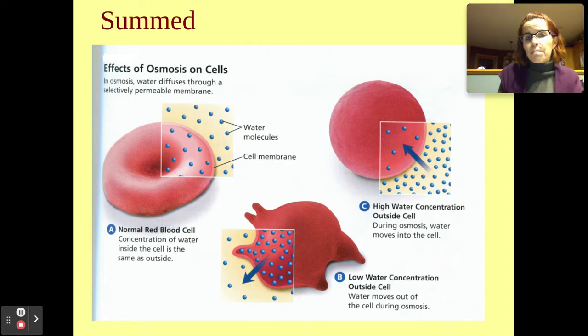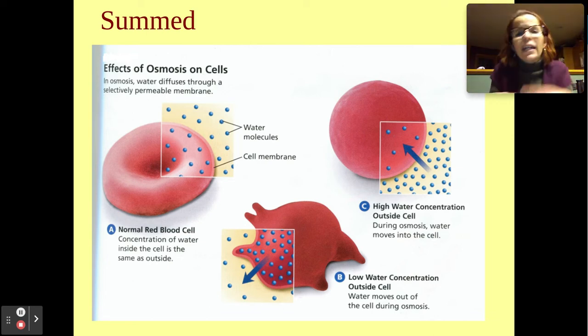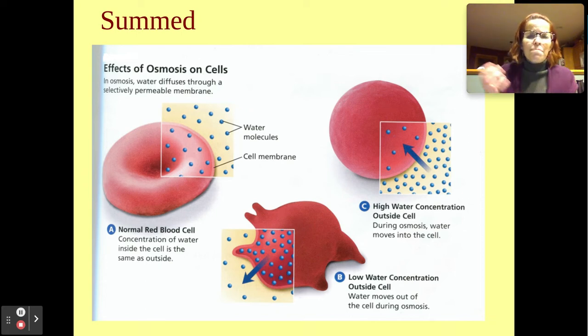In diagram B, it's like the person drank a lot of salt water. The water is leaving, the cell is shriveling up, and it can't function correctly. And then diagram C is like if it were in distilled water or something like that. Water's rushing in, the cell's getting big, eventually it's going to pop. So that's a hypotonic solution.